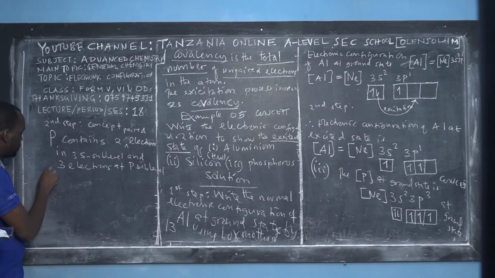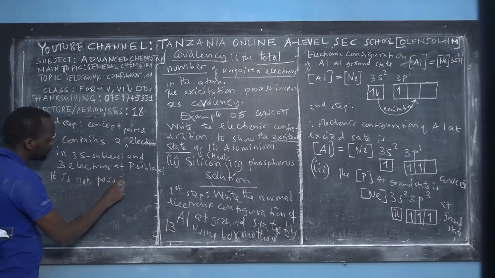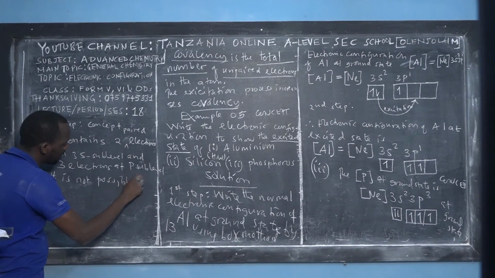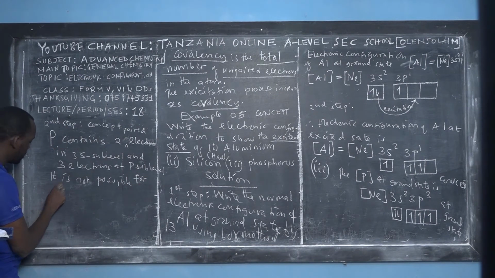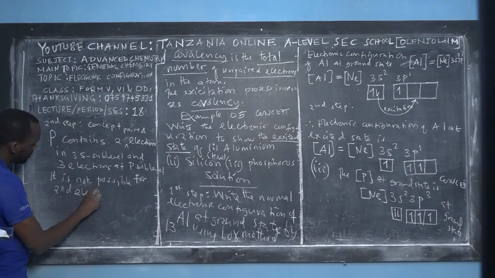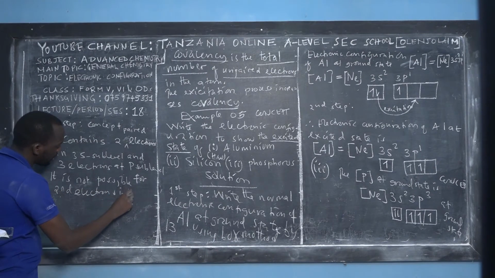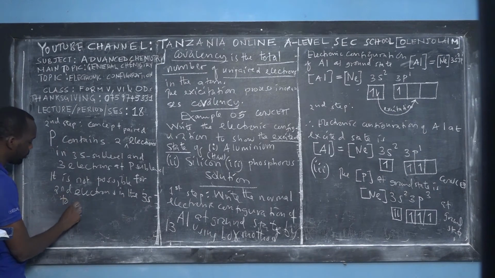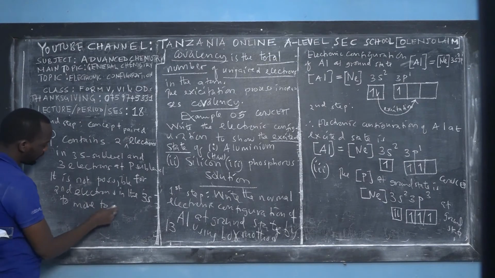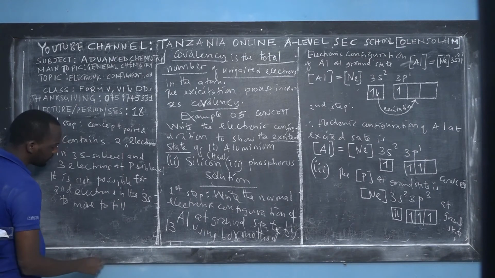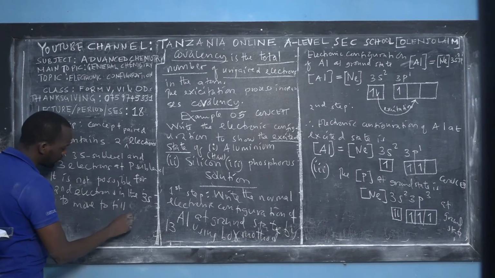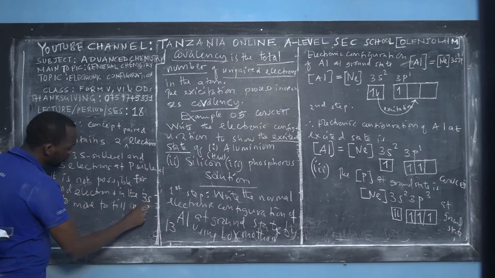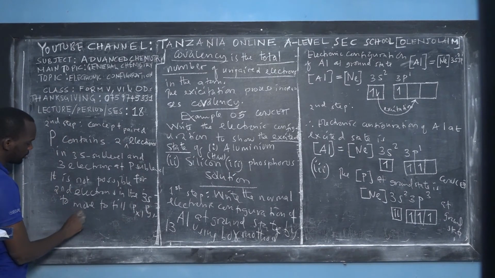So we say that it's not possible for the secondary electrons in the 3s orbital to move to fill either Px or Py or Pz.